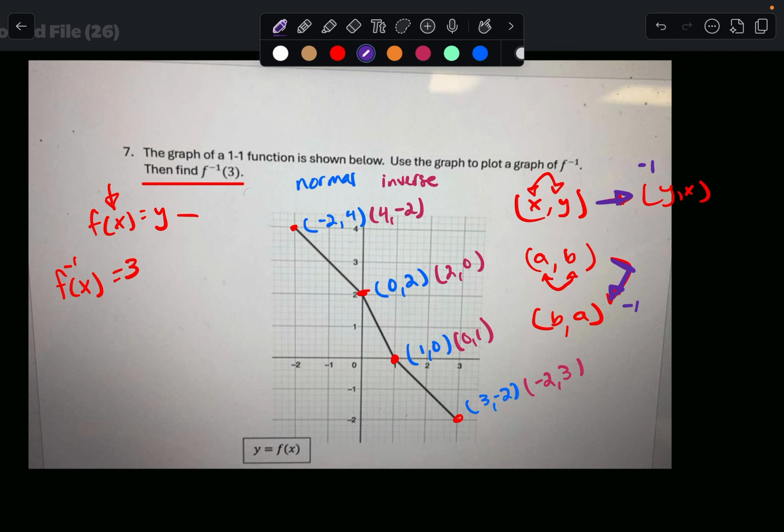Sick. So then we plot these. I'll plot these in purple. So we've got 4, -2. That's all the way down here. 2, 0 could be right there. 0, 1 could be right there. Then -2, 3 could be there. Connect them. When we connect them, it's really easy to see how they're the inverse of each other, right? You can see all this empty space right here. They're flipped, the inverse of each other. Sick. That's all you've got to do for that.